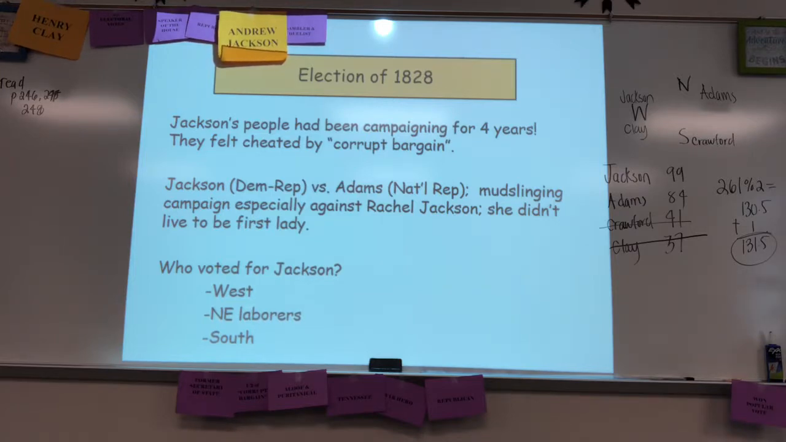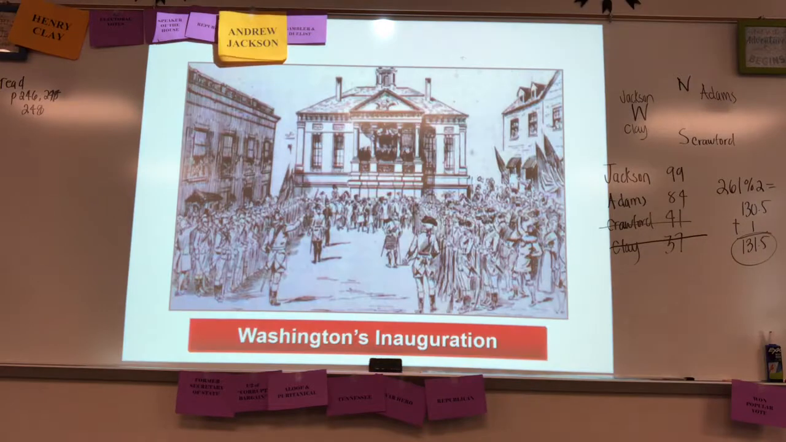So this election, I want us to look at a picture. This is Washington's election. What are some words that we could use to describe this election? Organized. What else do we see?